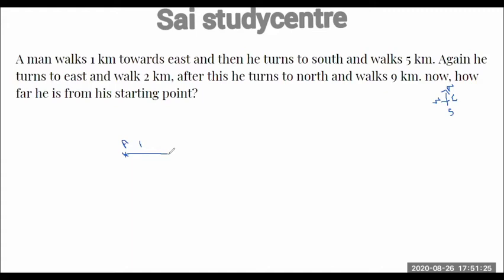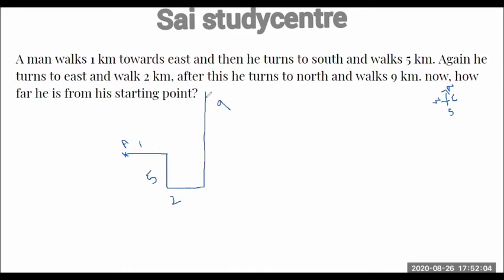Then he started to turn to the south, downward. If I move in this direction, then it is the south direction. So here he has walked 5 kilometers. Then again, he turns to east, walking 2 kilometers. He keeps on walking. Then he started towards north, 9 kilometers. He keeps on moving up towards the north. After this question, he has moved 9 kilometers.